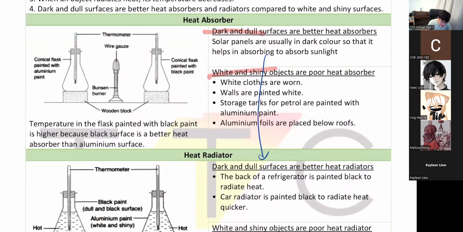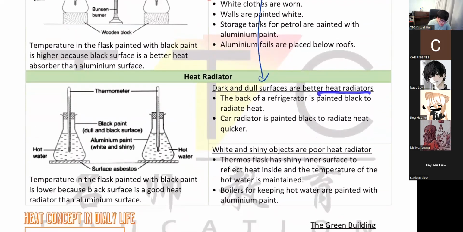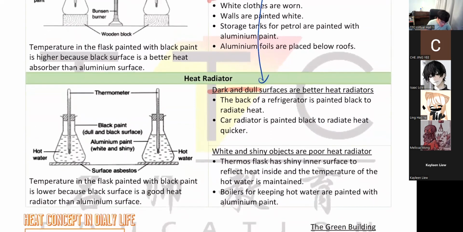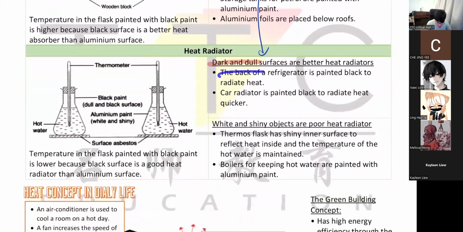Dark and dull surfaces heat up very fast. They also cool down very fast because they are good heat radiators. That means if you paint something black, it will absorb heat very quickly. If you wear a black t-shirt under the sun, you'll get hot very quickly. But if you wear it at night, you will also lose heat very quickly. They heat up fast, they also cool down fast. So white and shiny surfaces are the complete opposite. They are poor heat absorbers. They are also poor heat radiators. Heat radiator means they give out heat. So they are poor at both.